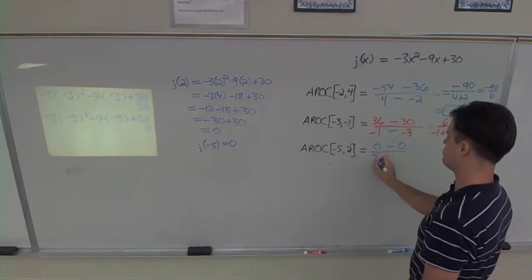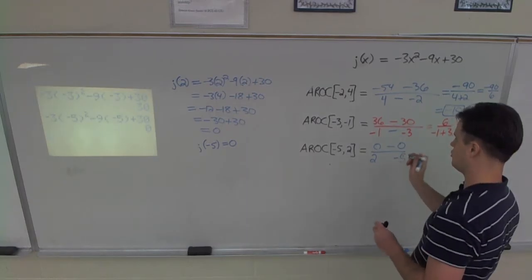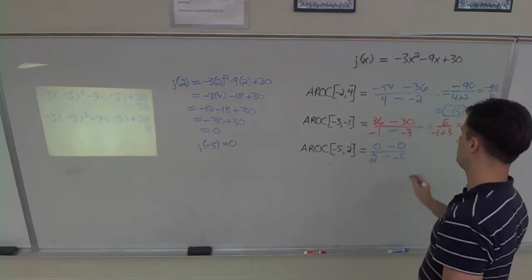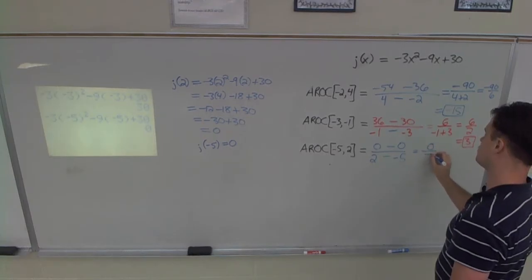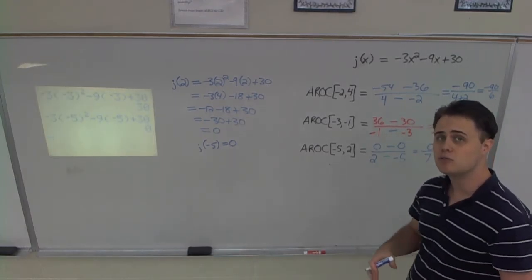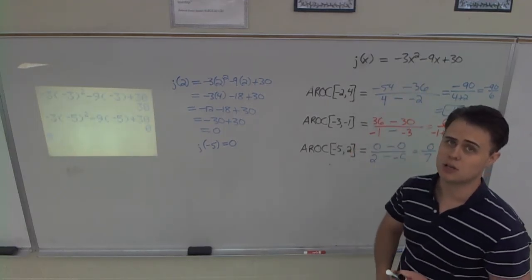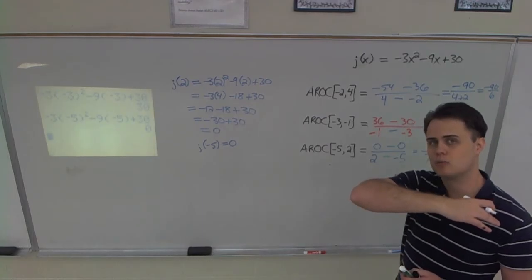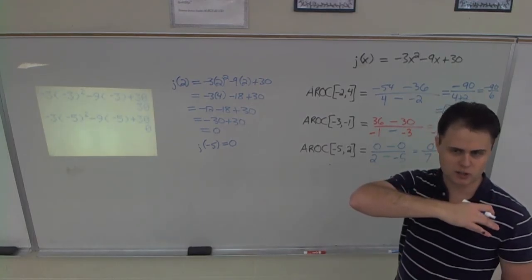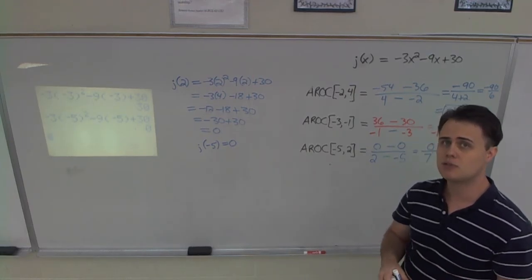This 0 came from 2. This 0 came from negative 5. Change is minus. So this is nothing over 7, which is still nothing. In other words, the average rate of change if we graphed this function would be flat. The slope would be 0. We've seen horizontal lines that have a 0 slope several times now. Okay. So there's a couple more examples of average rate of change.